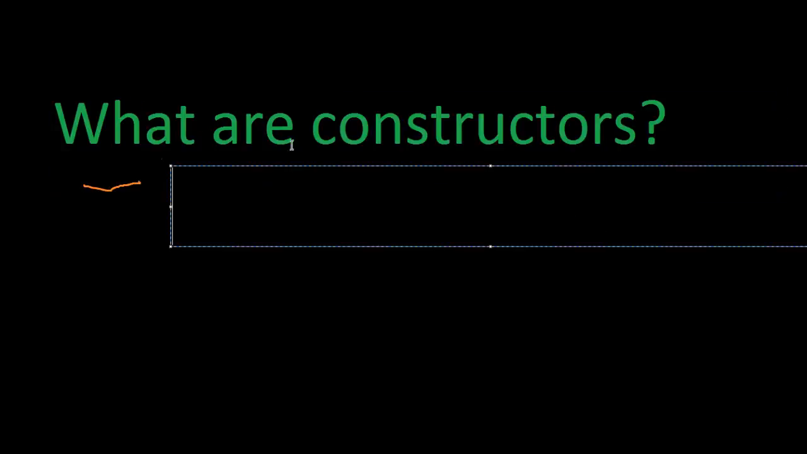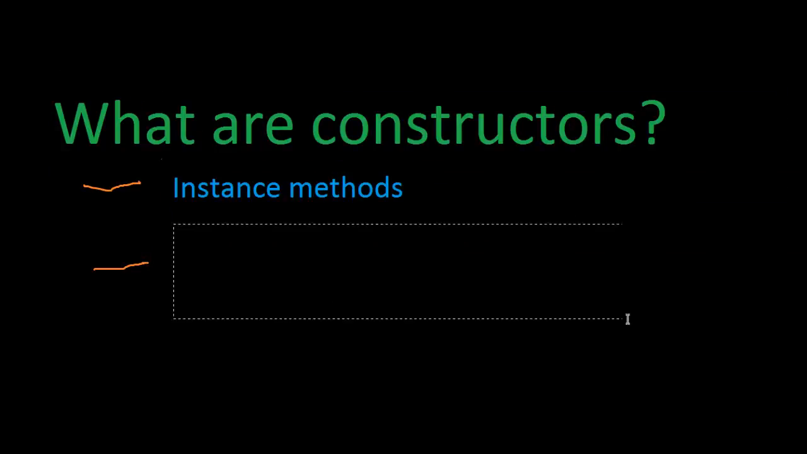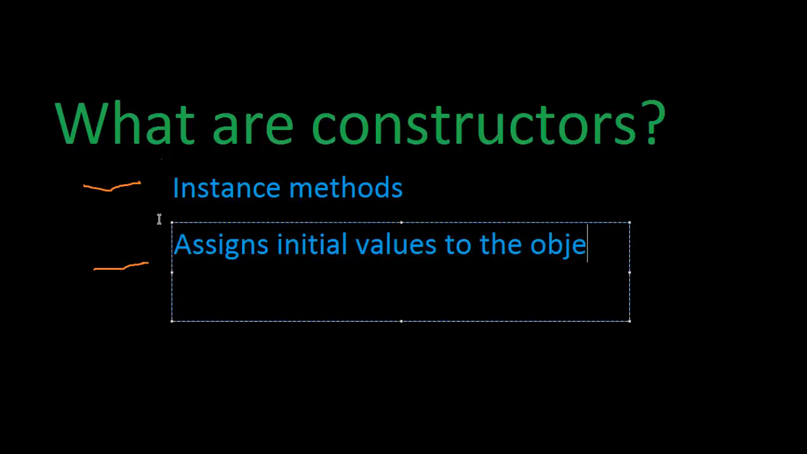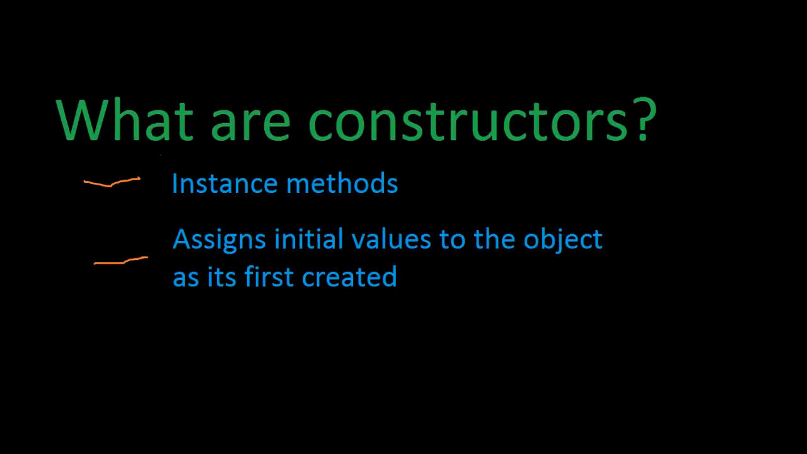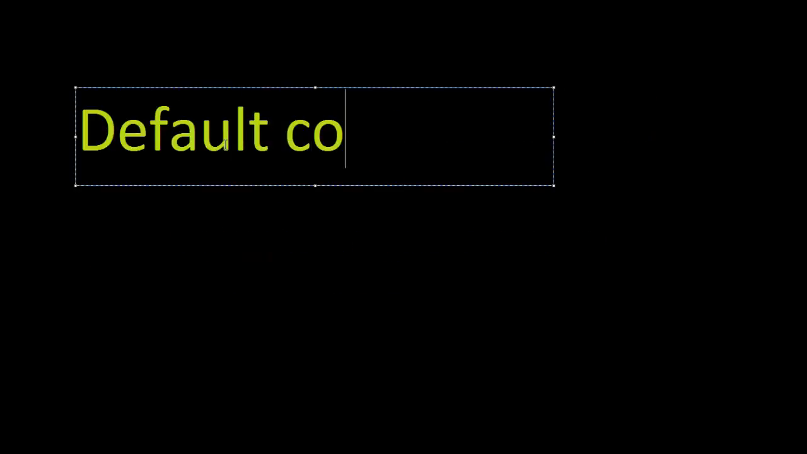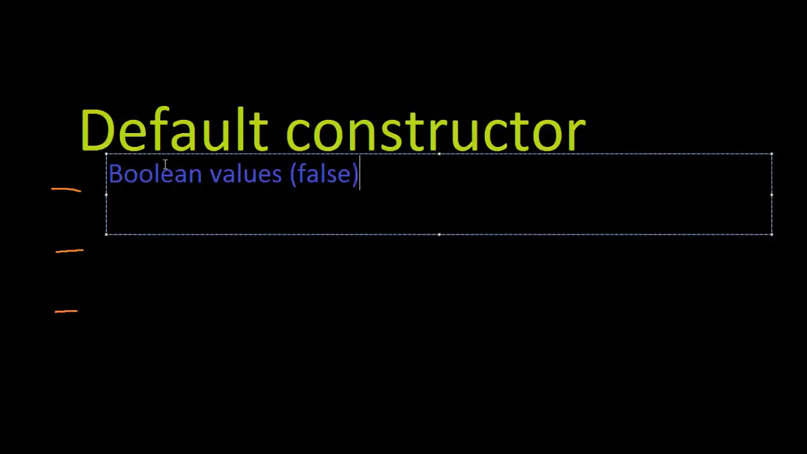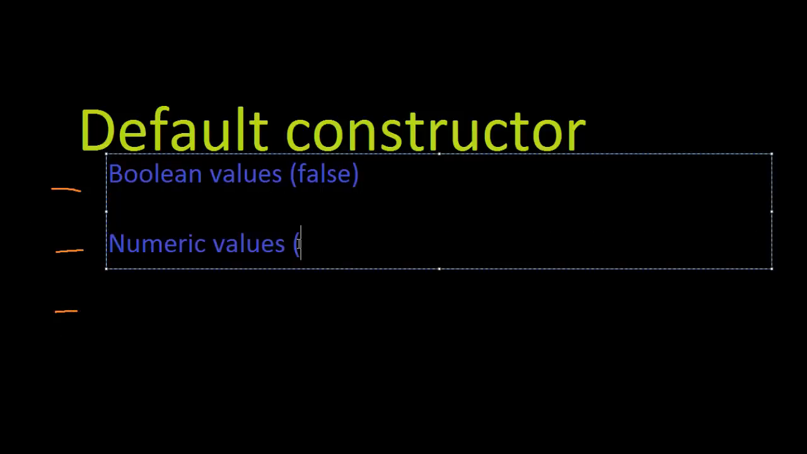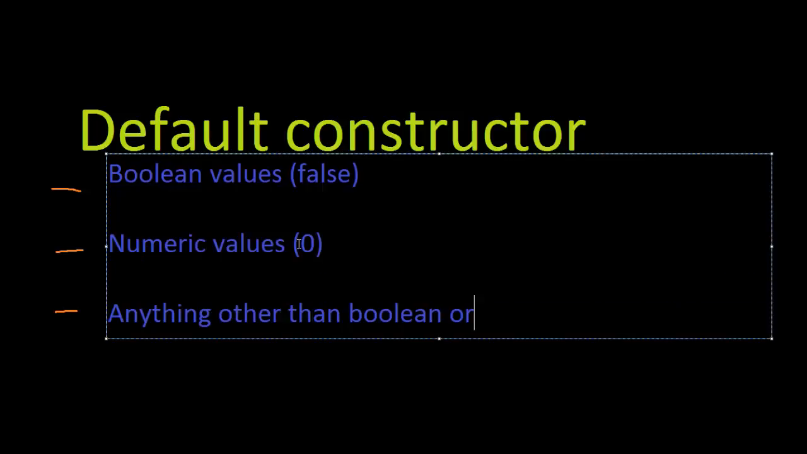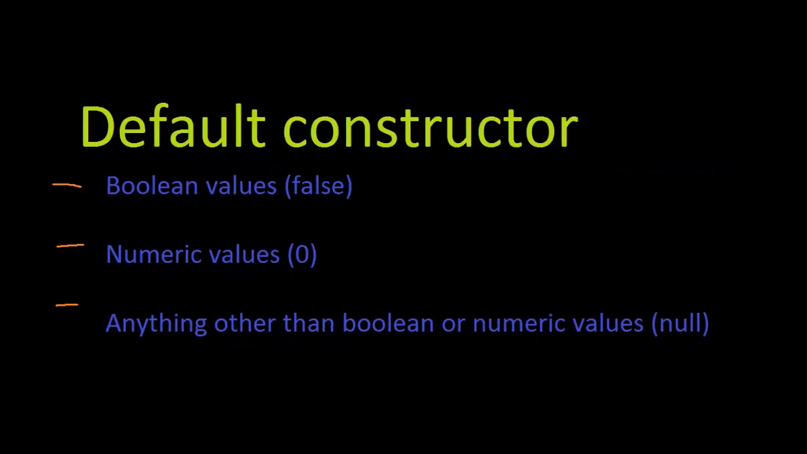So, what are constructors? Basically, constructors are instance methods with the purpose of giving initial values to the object as it's created. For every class that you create, Java already has a default constructor created for you. The default constructor assigns Boolean values to false, numeric values to 0, and all other values that aren't Boolean or numeric to null. So for example, string values would be given the value of null, or even object values that were created in a different class would be given the value of null.